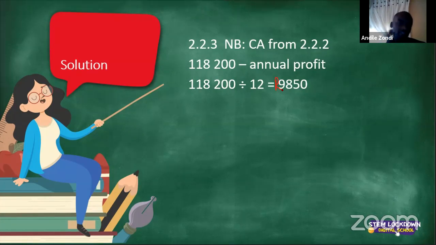As I go, please verify my answers using your calculator. Right? So this is the profit per month. This is the monthly profit. It's not monthly income, but it's monthly profit. Hopefully you understand what each number means. My handwriting is not perfect, but I'm trying my best.